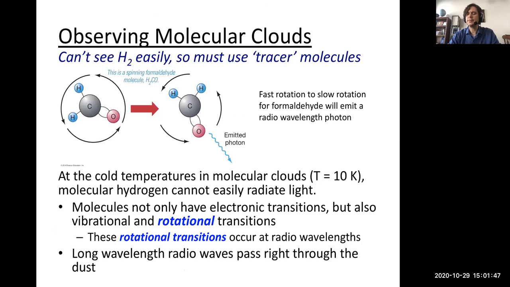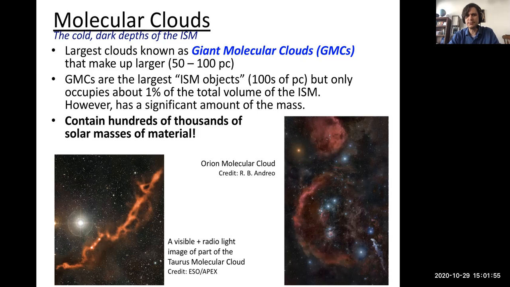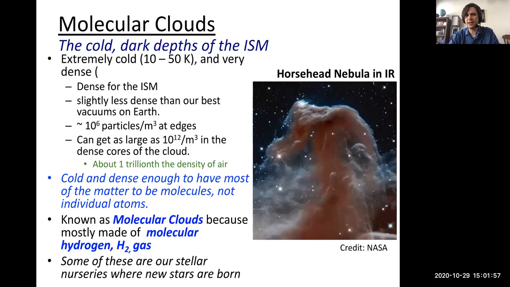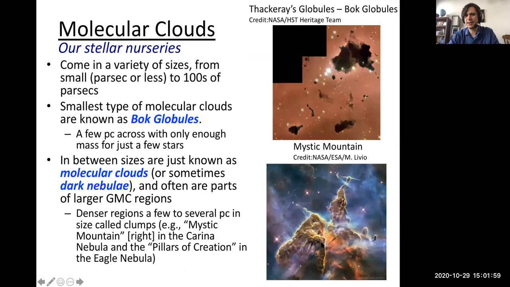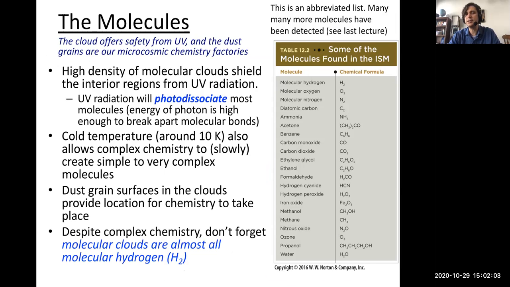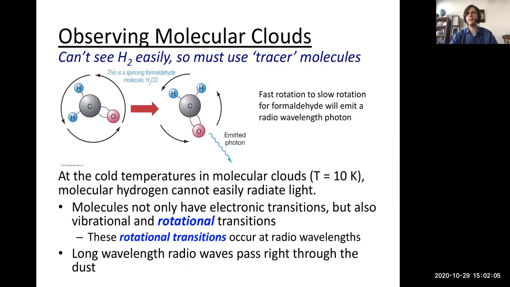But we still haven't talked about how we really go about observing and characterizing these. How do we know the temperatures? How do we know the densities? Sure, we can just look and see things like the Bok globules and the Mystic Mountain, but that's just seeing them. How do we actually characterize them? How do we go about doing all the observations so we can map out where all the molecular hydrogen is and tell all the fun details, like how much molecular hydrogen is there? What is the temperature? What is the density?